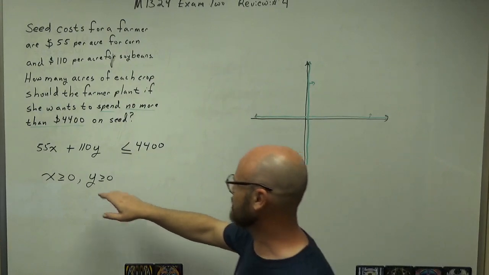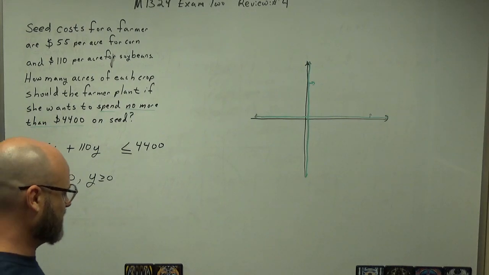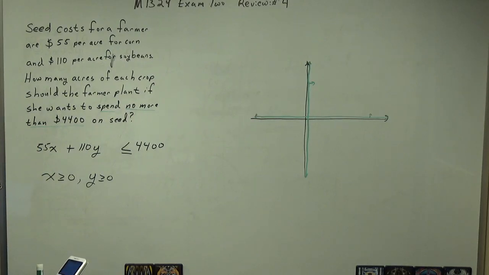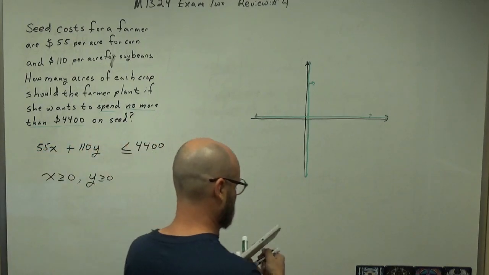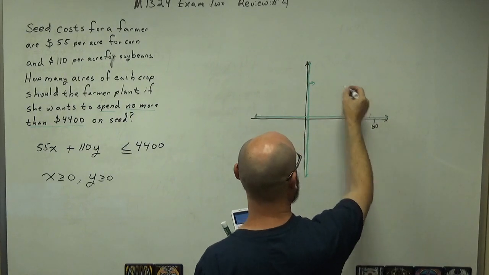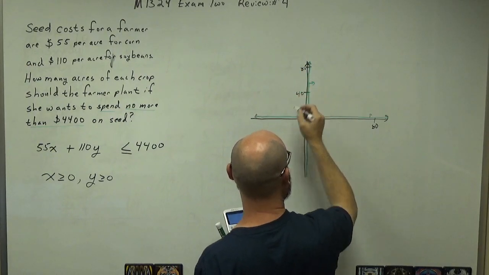So the other one is simply to graph this. I'll graph it with x and y intercepts. When y is equal to 0, x is equal to 4400 divided by 55, which is 80. And the y-intercept will be 4400 divided by 110, which is 40. I just like to do that to know how to build my scale. So I'll put 80 out here, and about halfway between is 40.